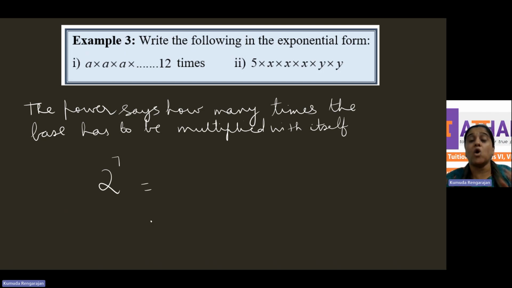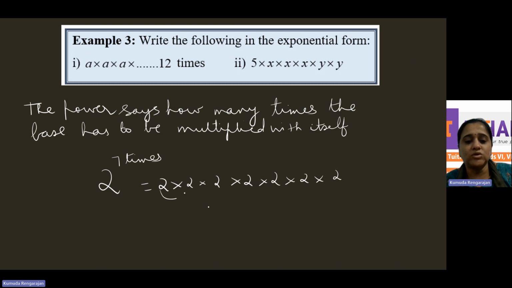7. The power says how many times? 7 times. 7 times what? Multiply 2 with itself 7 times. Multiply the base with itself 7 times. The power always says the number of times. So it is 2 into 2 into 2, 3 times, 4, 5, 6, and 7.